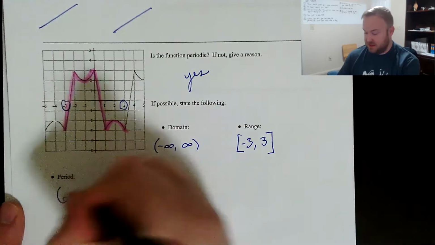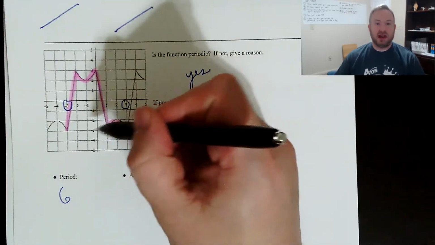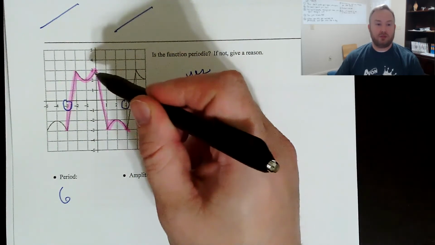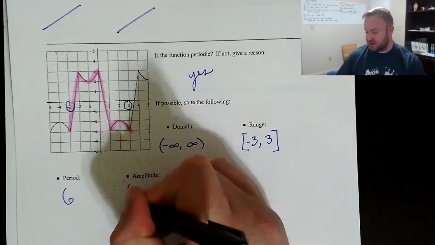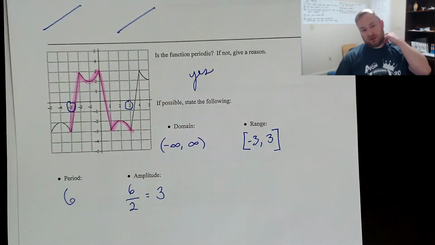That distance is 6. For amplitude, the lowest point has a y value of -3. The highest point has a y value of +3. From -3 to +3, that's a distance of 6. We want half of that distance, which gives me an amplitude of 3. Man, it seems like our amplitude is always 3. No, there was once when it was 2.